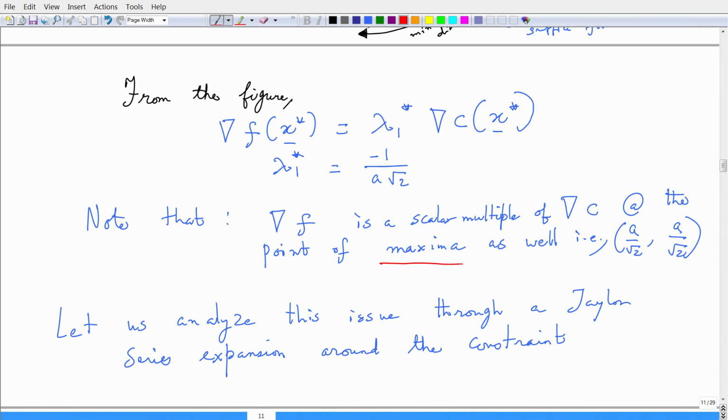So, in order to proceed further with our analysis, let us analyze this issue through a Taylor series expansion around the constraint. So, this is what we want, because in the local vicinity we have to take a gradient, because the gradient will tell us the direction in which we need to go through our objective function, and therefore, we have to see the link between this direction, the gradient of the objective and the gradient of the constraints, and link all of them in some clever way so that we can analyze this situation.